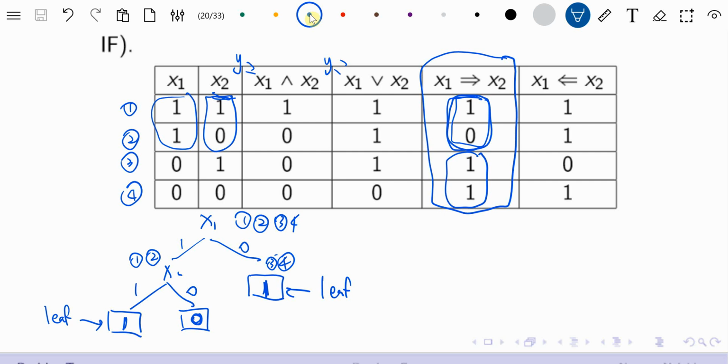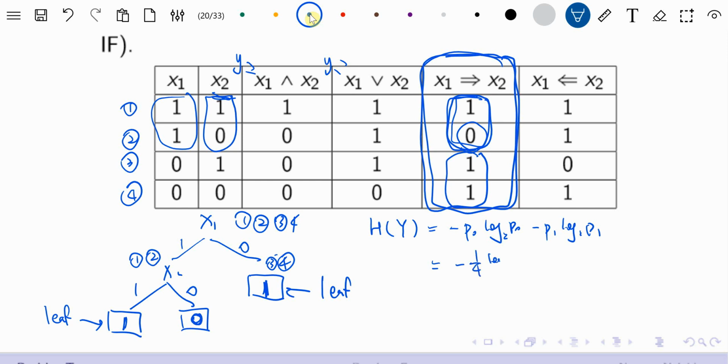To see the information gain, we need to first compute the entropy. First compute the entropy for the whole set, so everything here, which is minus P0 log base 2 P0 minus P1 log base 2 P1. P0 is the fraction of label 0. Here, only one of them is 0, so minus 1/4 log base 2 of a quarter, minus 3/4 log base 2 of 3/4.